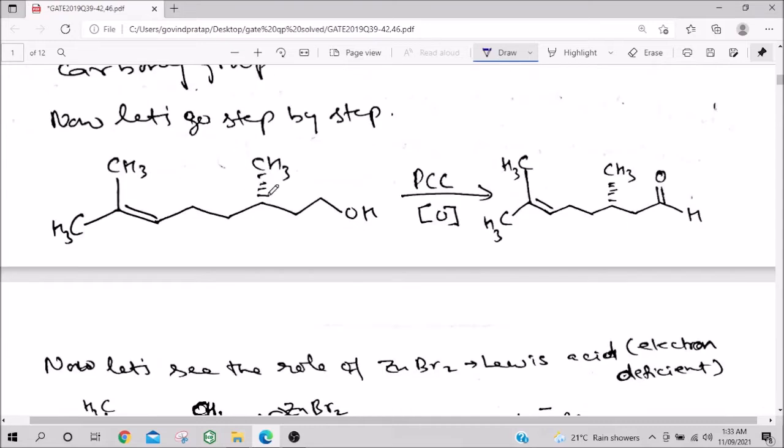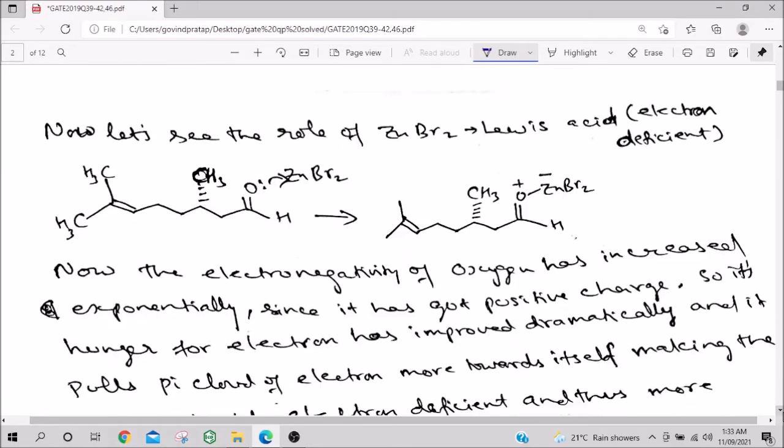So you are having this molecule which has a stereogenic center. CH3 is away from the viewer, so of course hydrogen is towards the viewer. In the first step you are adding PCC, so you are oxidizing it, so the alcohol becomes aldehyde, right? Now what happens when ZnBr2 is there? ZnBr2 is a Lewis acid, so this oxygen gives its electron pair here, and zinc gets negative, oxygen gets positive. Now the electrophilicity of this carbon has dramatically improved.